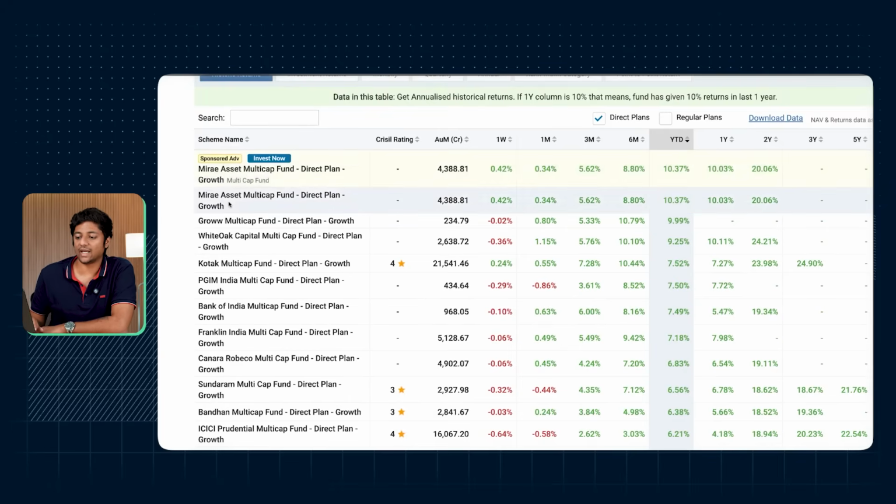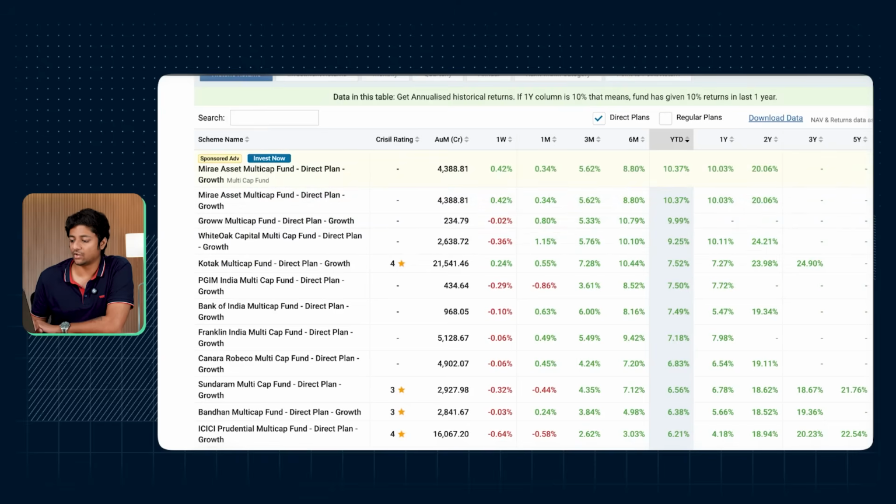Number one, we see Mirai Asset Multi-Cap Fund, which has got around 10.37% returns year to date, which is quite impressive because from last November to now, the market has not been very great. In fact, from November, we actually fell a lot. So that has given 10.37% return, which is impressive. Groww Multicap Fund, which has recently come out, they have come at 9.99, and White Oak Capital Multicap Fund has come at 9.25. And then the remaining guys are much lower than this. But the top three look very interesting, right?